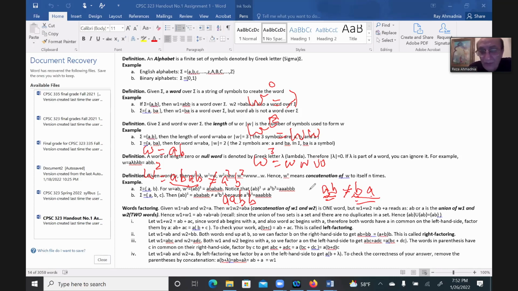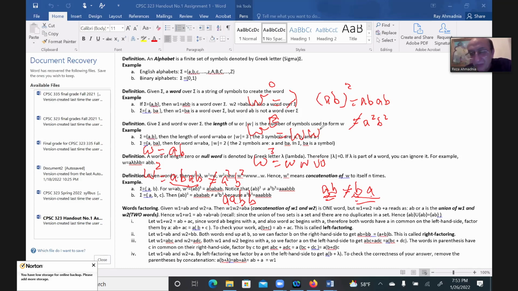Got it? So AB to the second power is not, as in algebra, A squared, B squared. This is a word concatenated to itself twice. So it is AB and then AB. And that's it. Don't try to simplify this and write it as A squared, B squared, because this is not correct. Any questions?